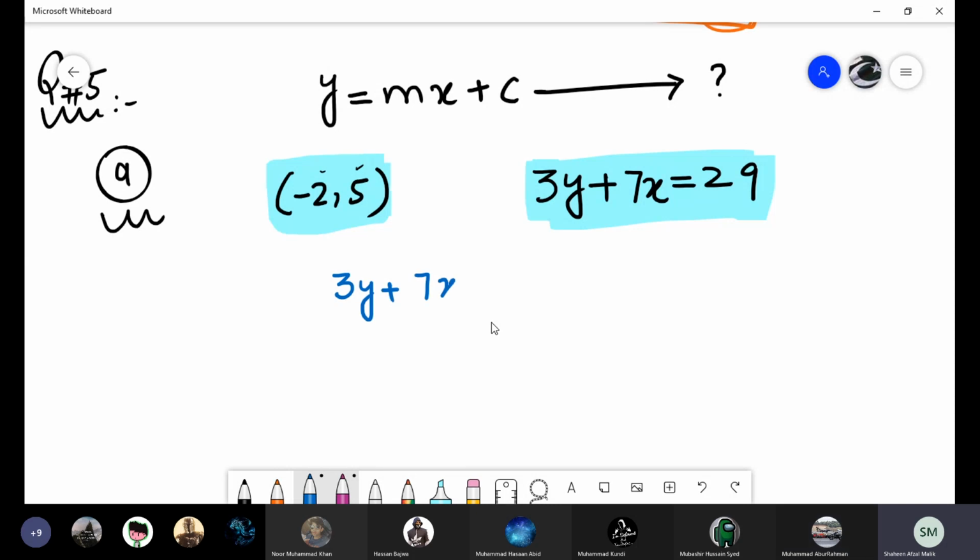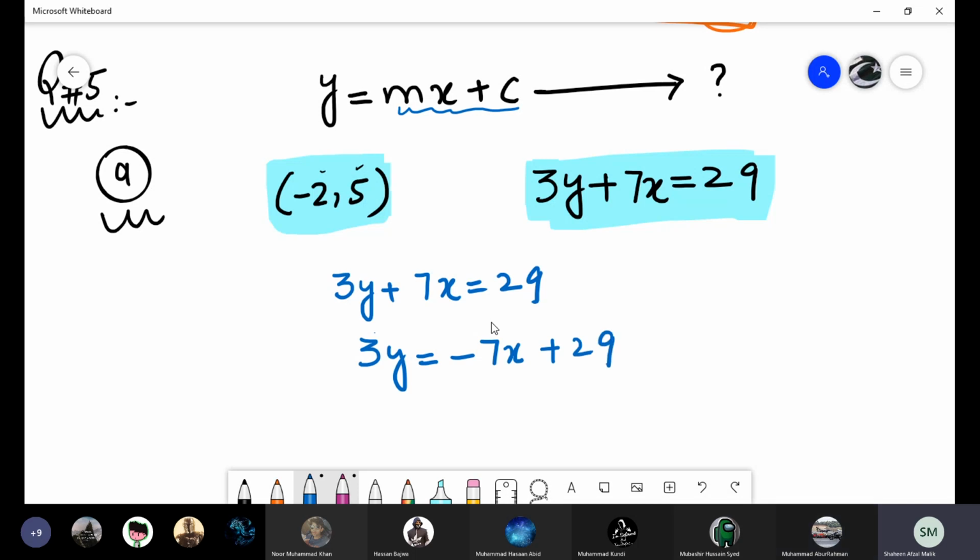3y plus 7x is equal to 29. Just convert this given equation to the standard form. Okay, ma'am. 3y is equal to, take this 7x to the other side, 3y is equal to 29 minus 7x. No, write in this order: minus 7x plus 29.